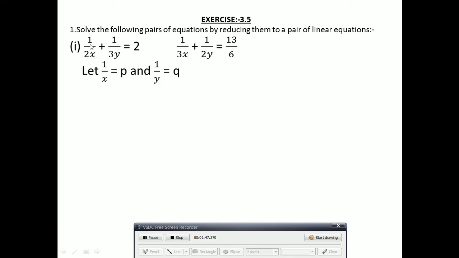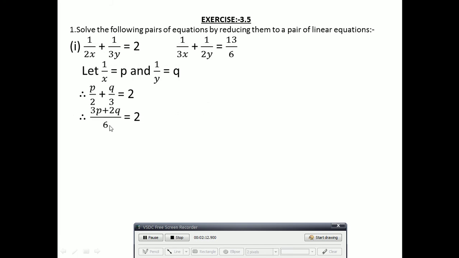So 1 upon 2 and 1 upon x. So 1 upon x is equal to p. So the equation will be reduced: 1 upon x will be replaced by p, so p divided by 2, p by 2. Similarly 1 by y is q, divided by 3, is equal to 2. Similarly for the second equation we can convert. First we are solving this one.